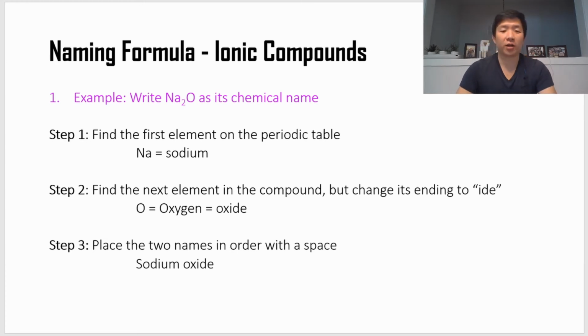So let's go back to ionic compounds. We have Na2O and we're going to name it. This is a lot more straightforward. Step 1, find the first element on the periodic table. Na is sodium, sodium. Step number 2, we're going to find the next element in the compound.